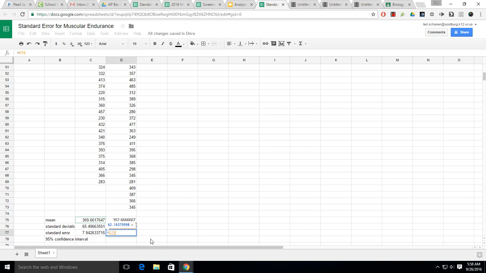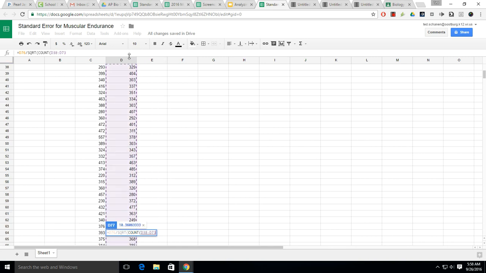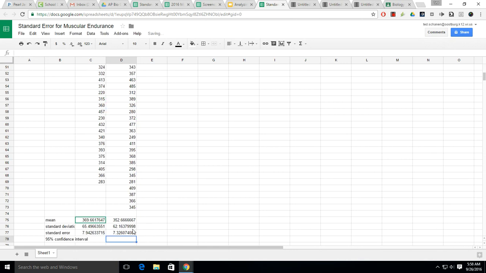Equals standard deviation divided by the square root. Then I gotta put in that count function of all the, and again, it's not putting in these numbers. What it's putting in is how many actual people there are, the number of the sample. And that gives us this 7.33 as our standard error.